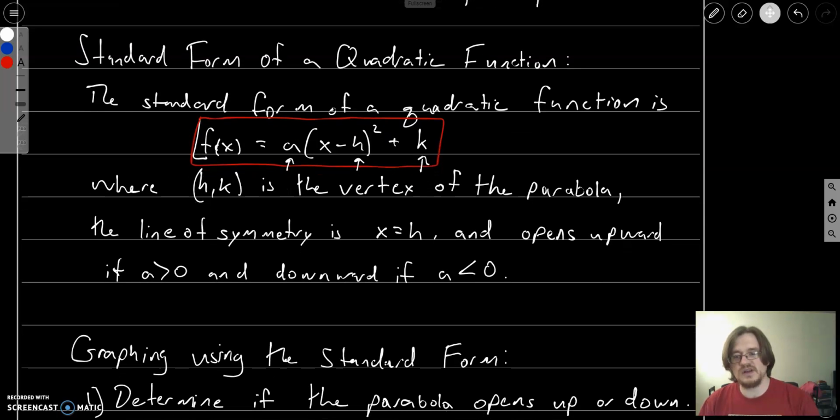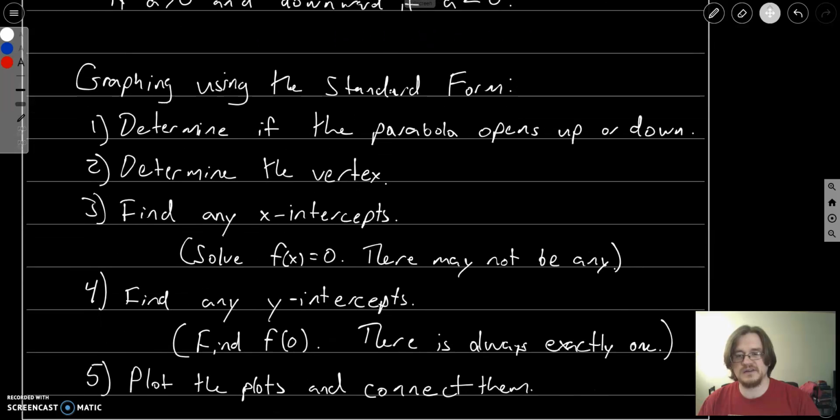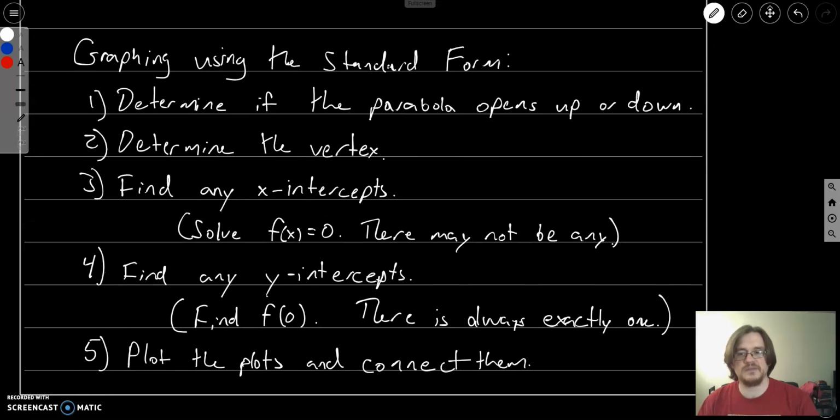And this information will allow us to graph a quadratic function rather easily. So what are the ingredients to graphing a function that's in standard form? Well, the first thing to notice would be whether or not we should be drawing the parabola up or down. So again, up means that the function is going up on either side, whereas opening down means that the function is going down on either side. We also need to determine where the vertex is, so where the minimum is, or where the maximum is. We'll find any x-intercepts and y-intercepts. This just gives us a few points that we can then connect the dots. So that's all there is to it.